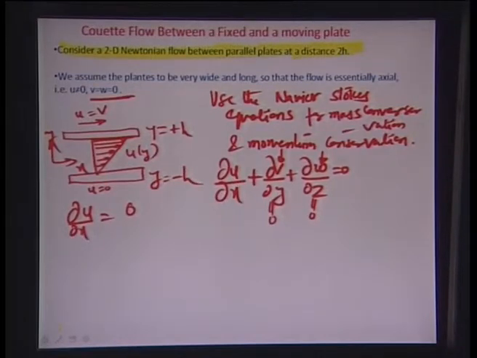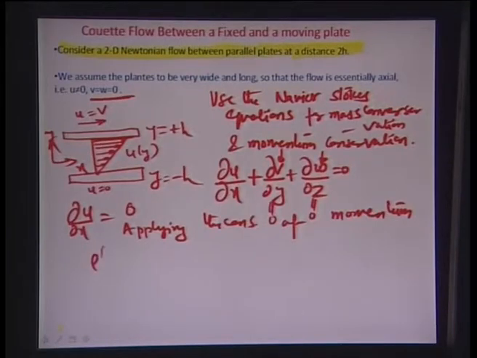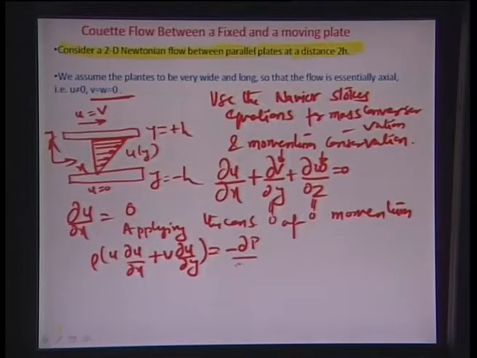Similarly, if we apply the conservation of momentum, we have rho times u du by dx plus v du by dy equals minus pressure gradient dp by dx plus the body force term rho g x plus viscosity times del 2u by del x2.